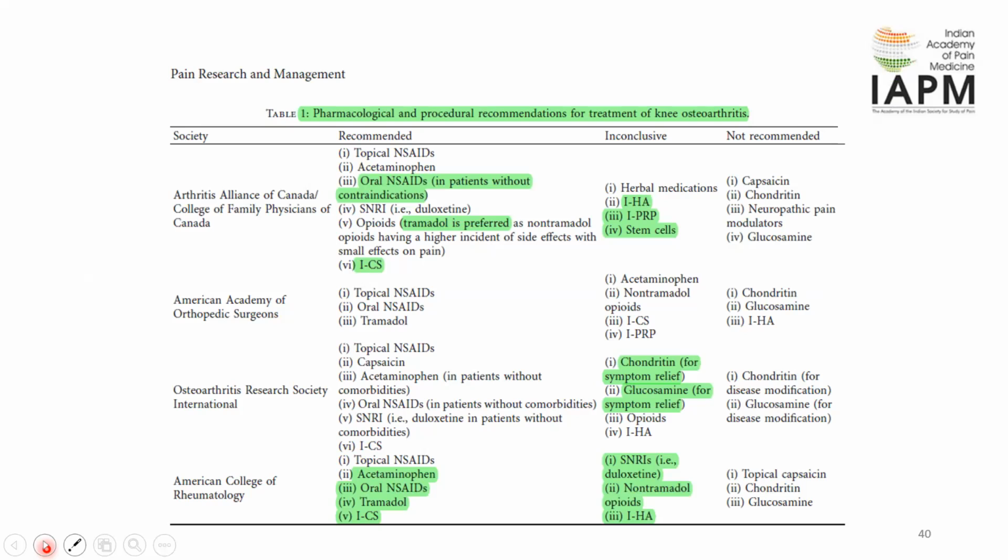Already a few societies recommend certain treatments. The Arthritis Foundation recommends oral NSAIDs, with inconclusive evidence about PRP, hyaluronic acid and stem cells. The American Academy of Orthopaedic Surgeons also recommends oral treatment like tramadol, with inconclusive evidence about corticosteroid, PRP and chondroitin sulfate tablets. The Osteoarthritis Research Society recommends oral NSAIDs, paracetamol and SNRI, with inconclusive evidence regarding chondroitin, glucosamine, hyaluronic acid and opioids. The American College of Rheumatology recently recommended intra-articular steroid, tramadol and NSAIDs, with inconclusive evidence for hyaluronic acid.